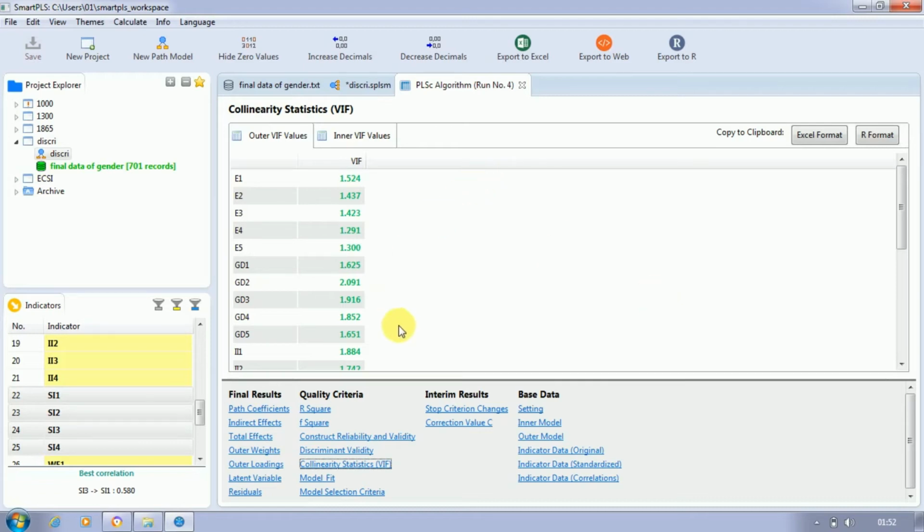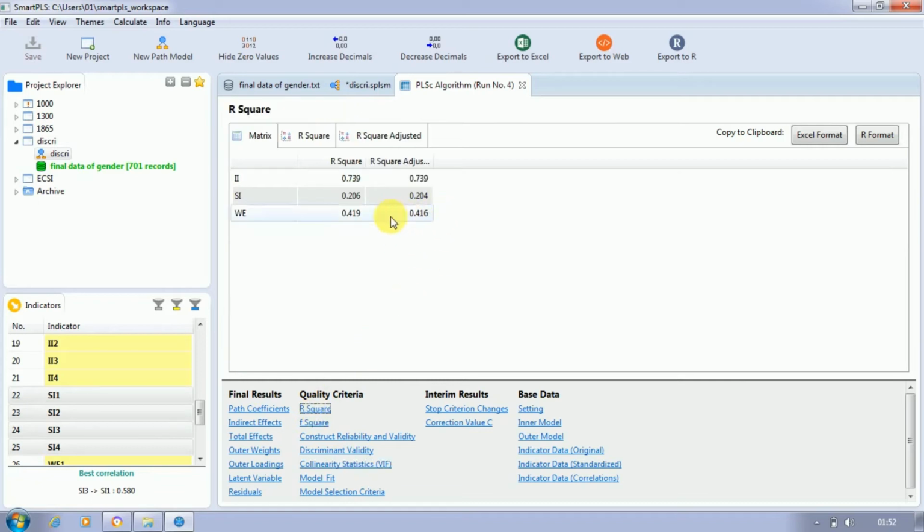Now, if there is no collinearity issue, the next step is examining the R square value of the endogenous construct. Then we will run for the R square value. We know the R square value is 41.6%, which is quite good for this cross-sectional study. Let's go for the bootstrapping technique.